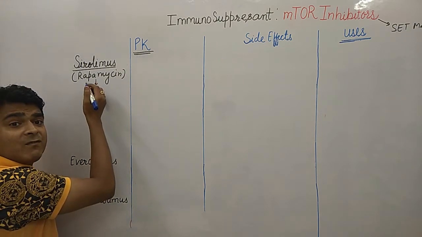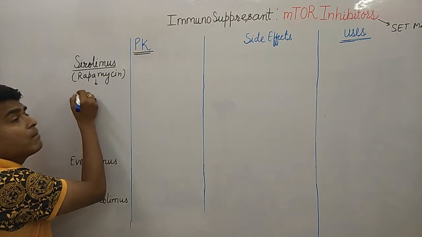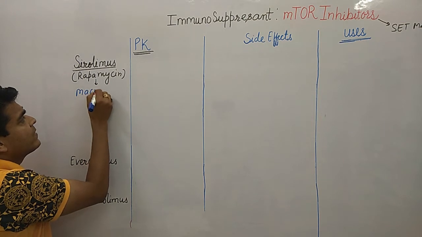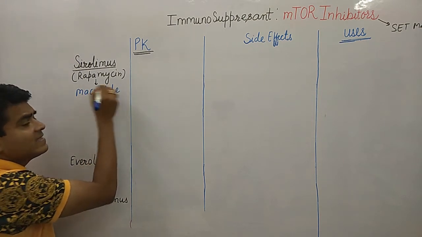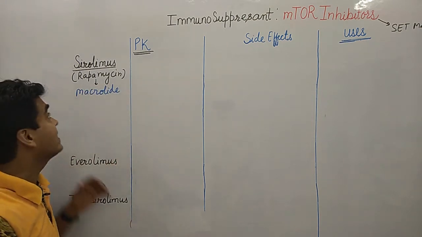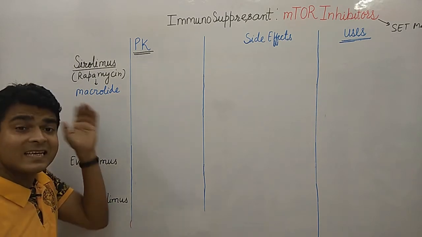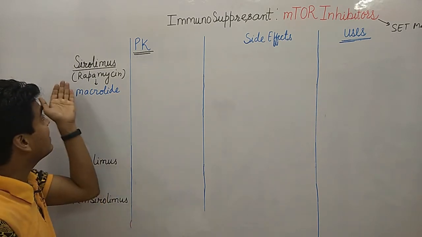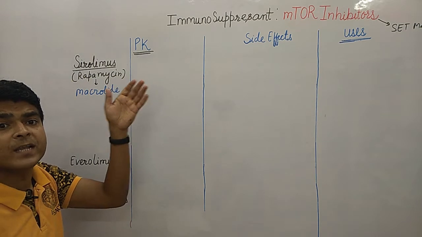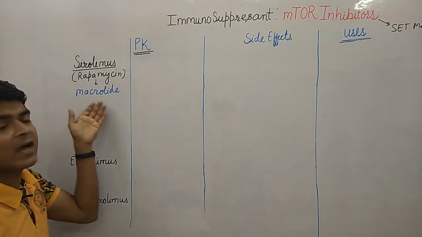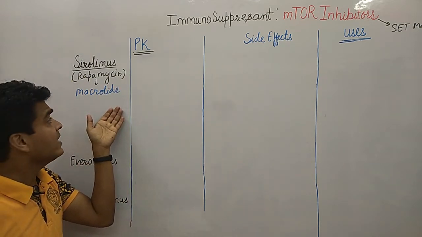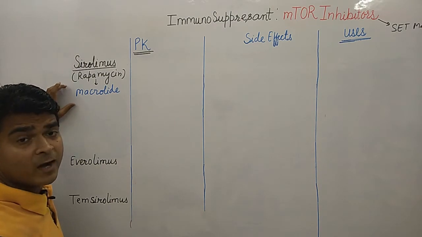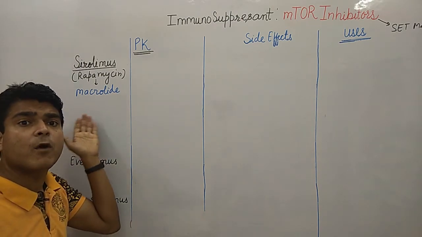Another point is, sirolimus has a macrolide structure, like macrolide antibiotics. So tacrolimus, the calcineurin inhibitor, as well as sirolimus, the mTOR inhibitor, both drugs have a macrolide structure. Clear? So this is another important point from the competitive examination point of view.